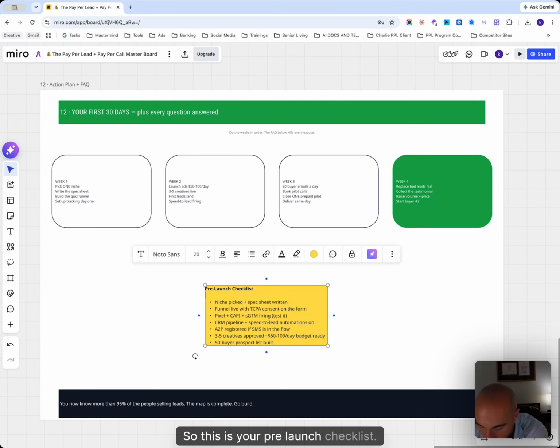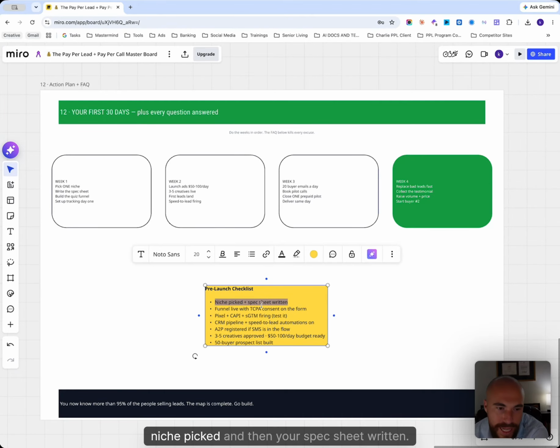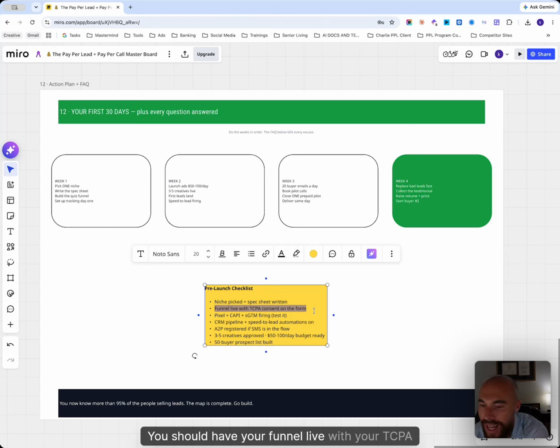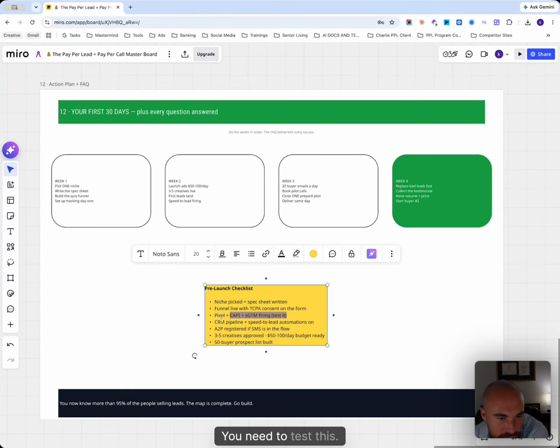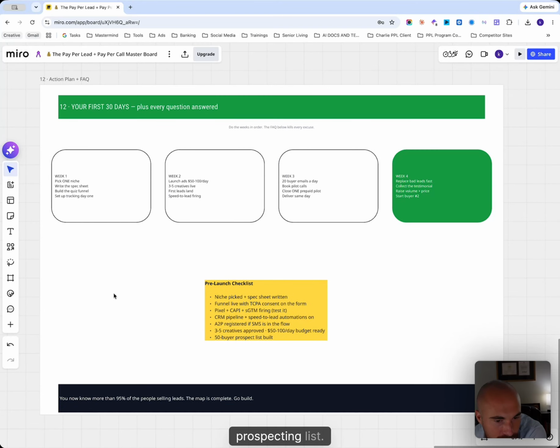So this is your pre-launch checklist before you do all of this. You should have your niche picked, and then your spec sheet written. You should have your funnel live with your TCPA consent on the form. You should have your pixel or your CAPI firing. You need to test this. Your CRM and pipeline ready. Your A2P should be registered. You should make 3 to 5 creatives a day at $50 to $100 a day. And you should build a 50-buyer prospecting list.